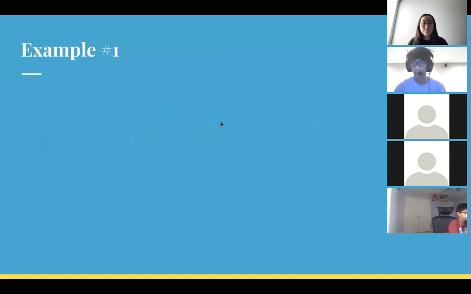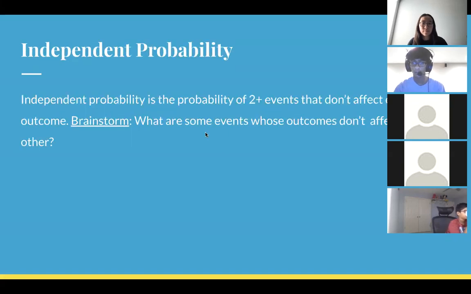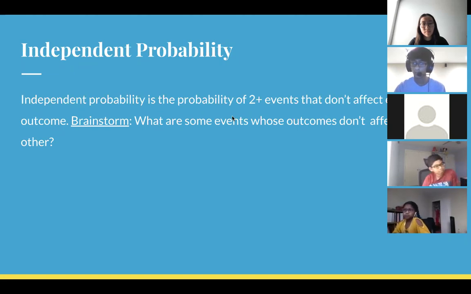Okay. So I don't see any other people volunteering in the chat. So some examples of events whose outcomes don't affect each other. One of them said roll dice, right? And choosing a random t-shirt. Okay, yeah, that might be one. Rolling dice is also an event whose outcome doesn't affect each other. All right.